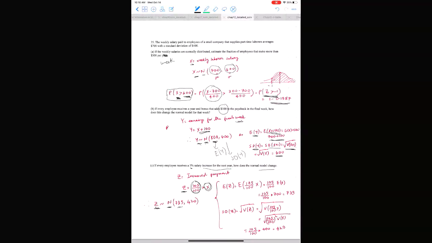What shall be this? This shall be the expected value. And what shall be this? This shall be the standard deviation. What is the expected value? That is equal to 1.05 times 700, which is 735. And what shall be the standard deviation? Take the square root of the variance the same old way, and we get the answer, which is 420.